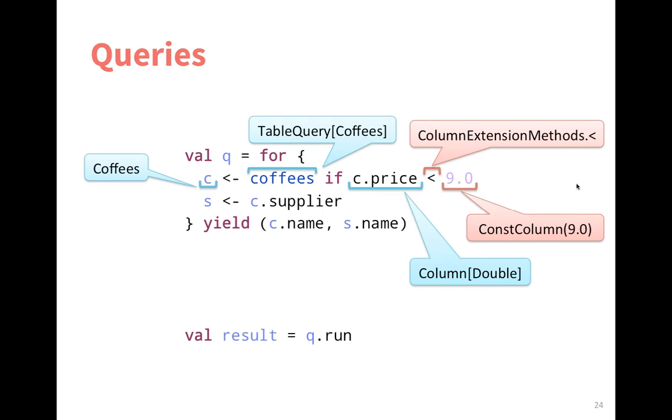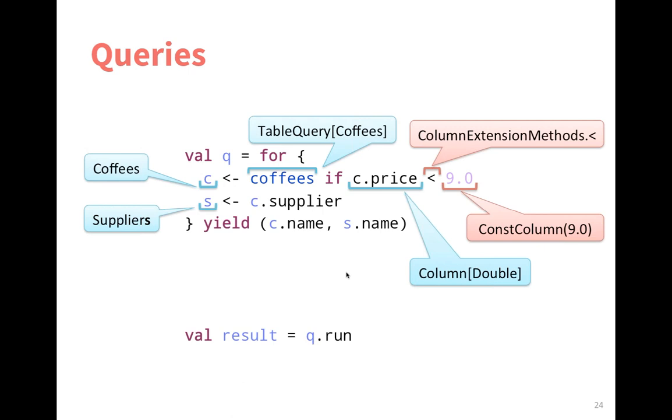So if we move on to supplier, that's the foreign key. So we just navigate this foreign key from the coffees instance, and it will give us the join condition. Otherwise, we would have to write s from suppliers if s.id equals c.subid. But we already gave that information when defining the foreign key, so we don't have to repeat it here. We just navigate the foreign key, we get a suppliers object out of it.